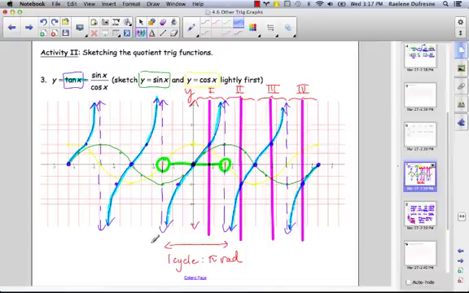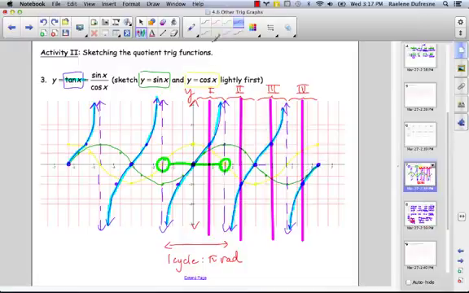from the point of view of quadrant 1 and 3 being positive and quadrants 2 and 4 being negative, we see in quadrant 1 that the tangent x graph lies above the horizontal axis. In quadrant 2, the turquoise tangent x graph is negative. In quadrant 3, from here to here, from x-intercept to vertical asymptote, tangent x is again positive. And in quadrant 4, from vertical asymptote to x-intercept, the tangent graph is negative.